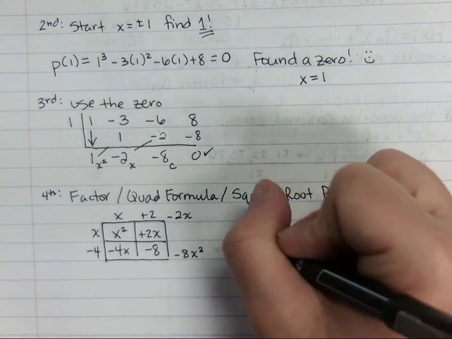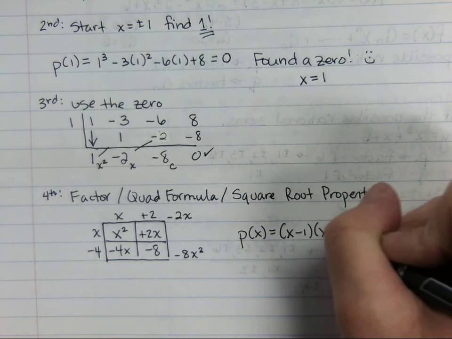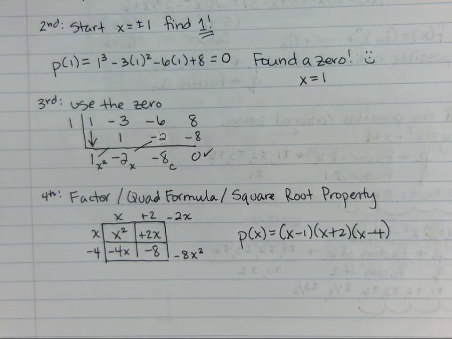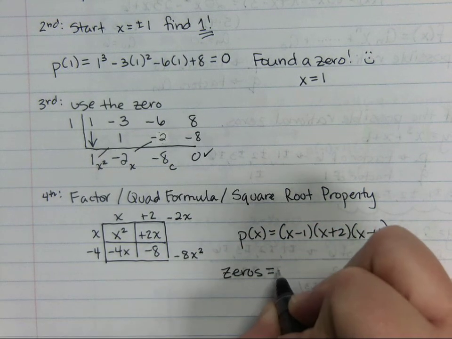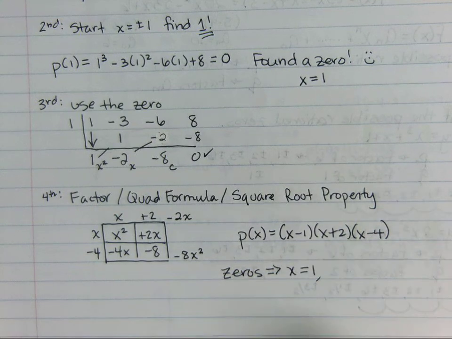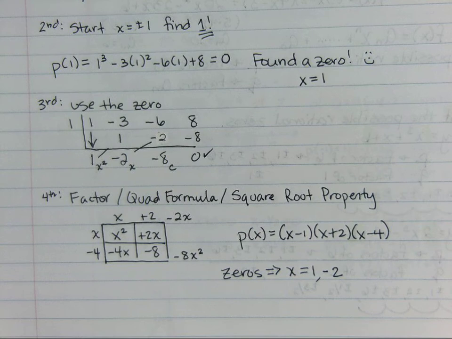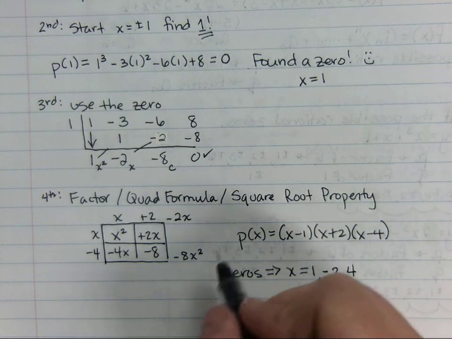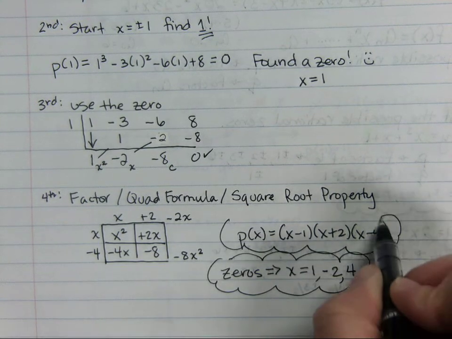So what you've got right now as a polynomial is these 3 factors. So if I want to know all of my zeros, I've got the one I started with, and then when x plus 2 is 0, that changes it to negative 2. And when x minus 4 is 0, it changes it to a positive 4. And these are my zeros. And this would be my factored completely polynomial.